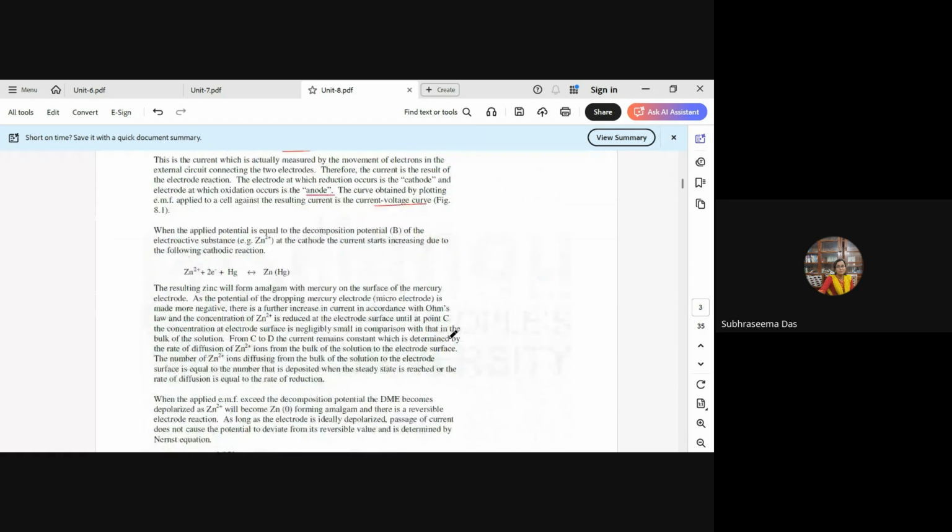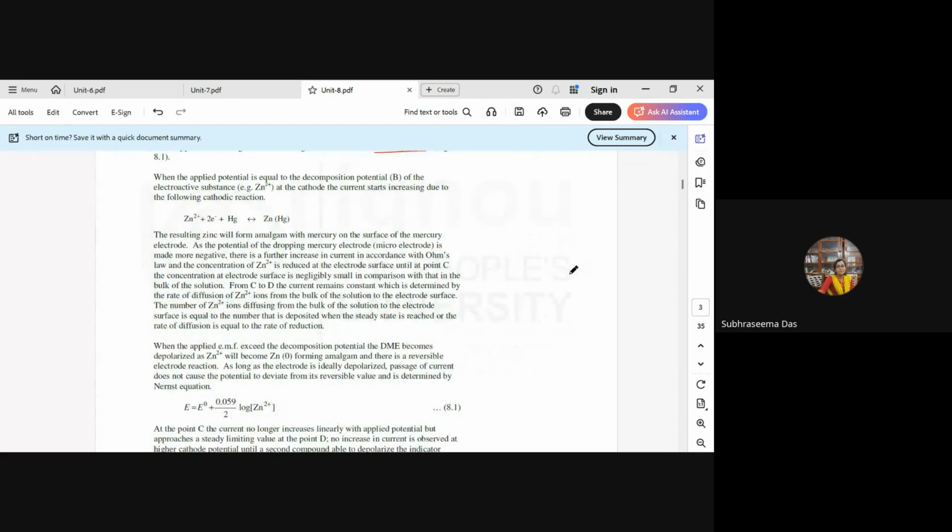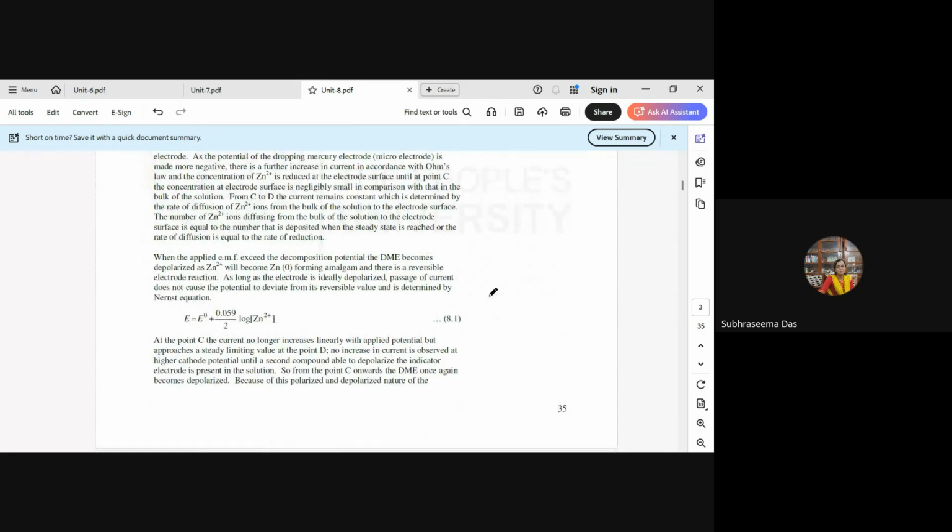When the applied potential is equal to the decomposition potential of the electroactive substance, the cathodic current starts increasing due to the following cathodic reaction. That is, Zn2+ gradually converts to Zn. The resulting zinc forms an amalgam with the mercury on the surface of the mercury electrode. As the potential of the dropping mercury electrode is made more negative, there is a further increase in current in accordance with Ohm's law, and the concentration of Zn2+ decreases at the electrode surface. So the process continues.